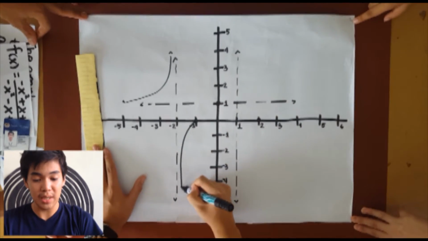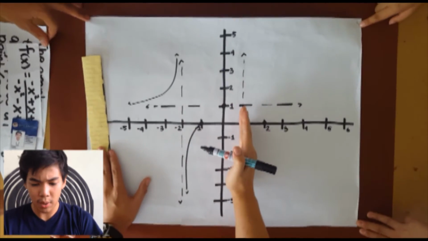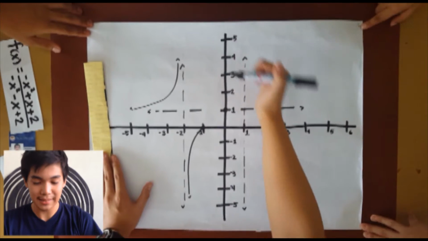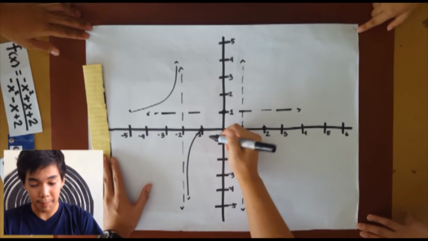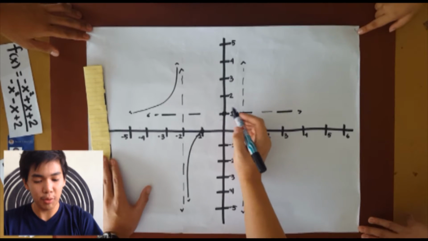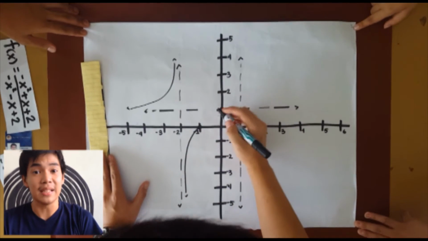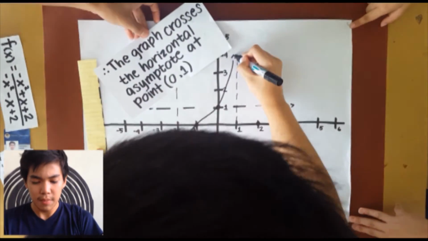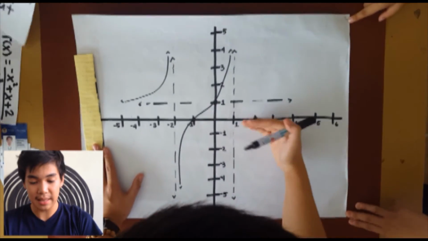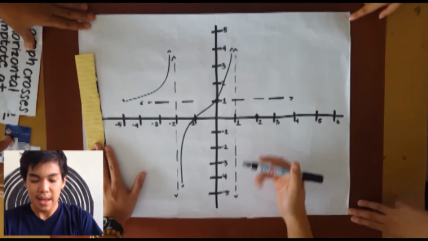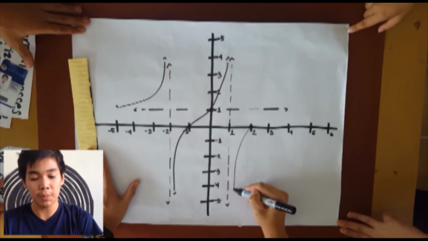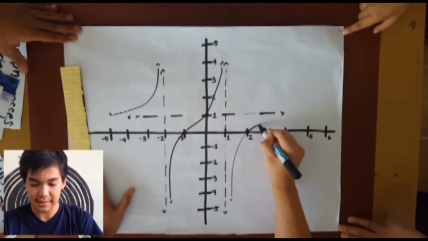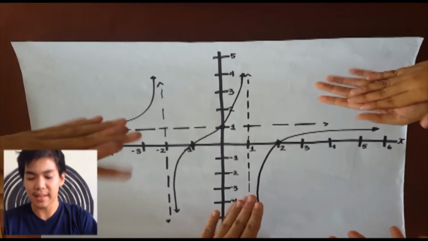Now for the values in between -1 and 1, we appear to have a positive remark, so it means that it's above the x-axis. This is where we apply the exception, wherein the graph will cross the horizontal asymptote at exactly 0, 1. We still have the values in between 1 and 2, but with a negative remark. So we can say that the graph is below the x-axis. And lastly, there are values from 2 to positive infinity with positive remarks, which means that it is above the x-axis. So the graph will appear like this.